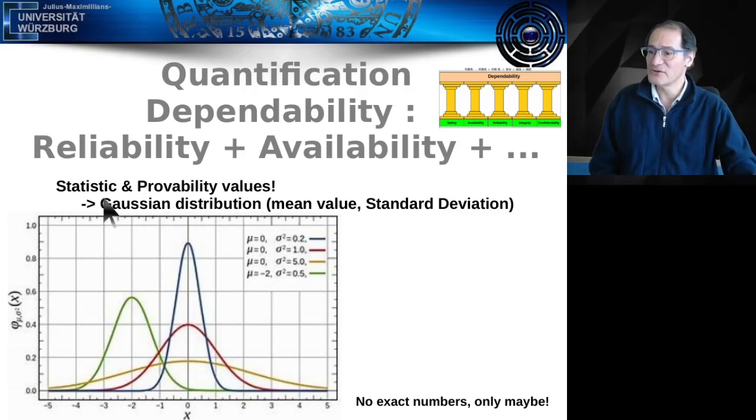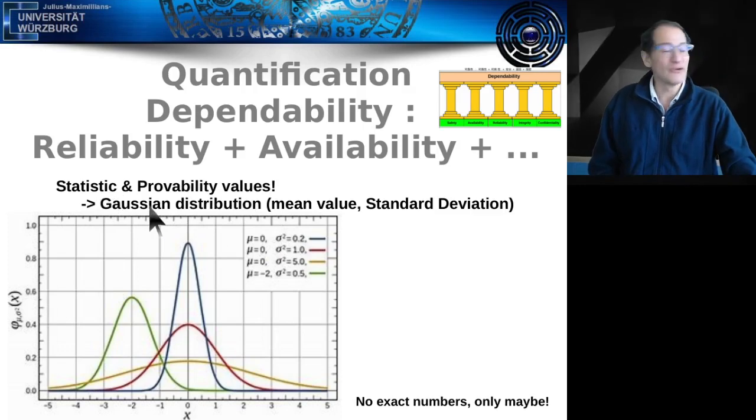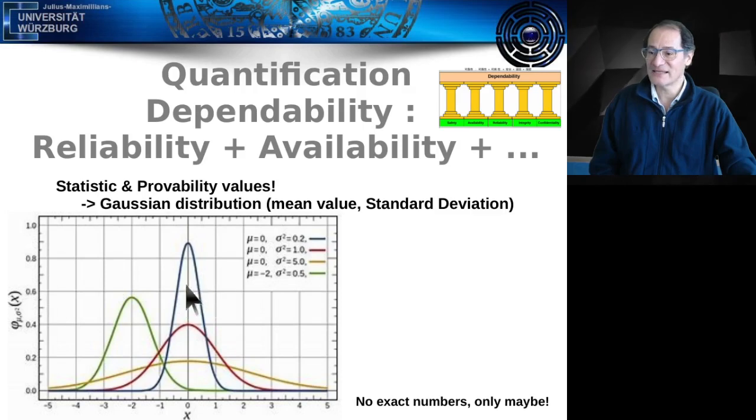So we are using statistics and probabilistic values. And for this, we are going to use Gaussian distributions. I hope you remember the parameters of the Gaussian distribution. It had a mean value, the probability we expect, and we have a standard deviation.